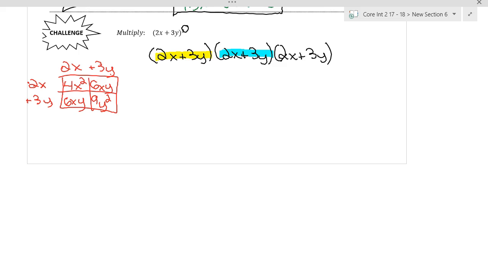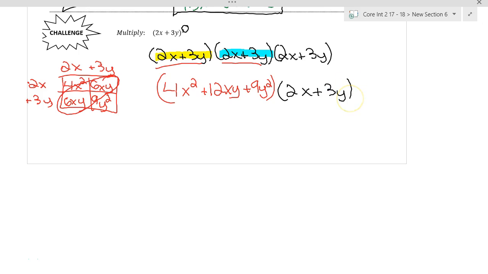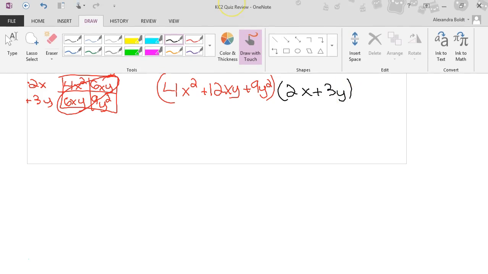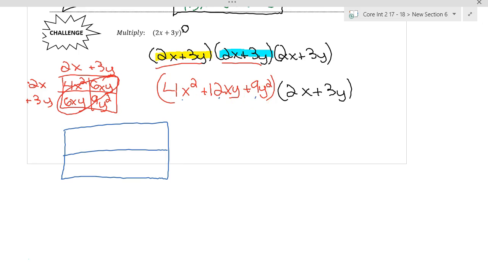So then, combining my terms, I have 4x squared. 6xy plus 6xy is plus 12xy. And then I have plus 9y squared. Alright, well, I just used this and this. I still have another 2x plus 3y. So I'm going to do my box method again. However, this time, I need 3 boxes across, 2 down.